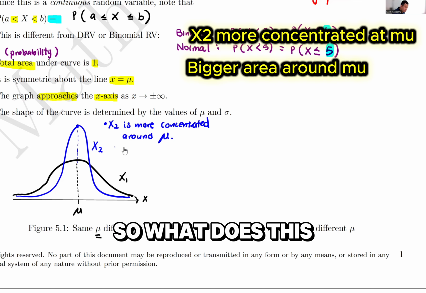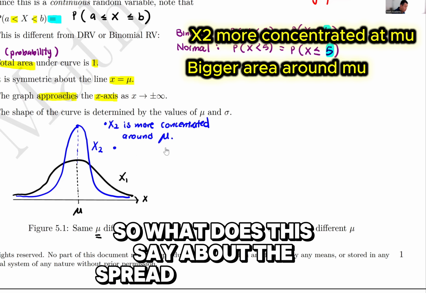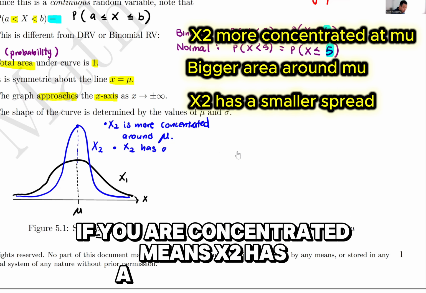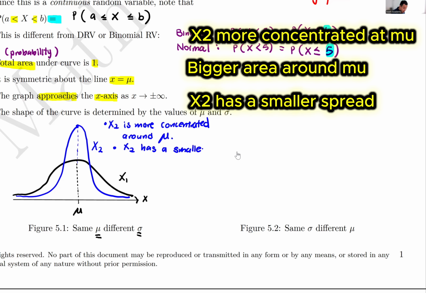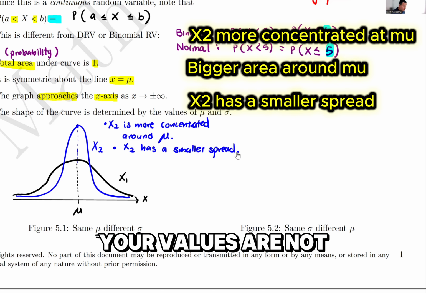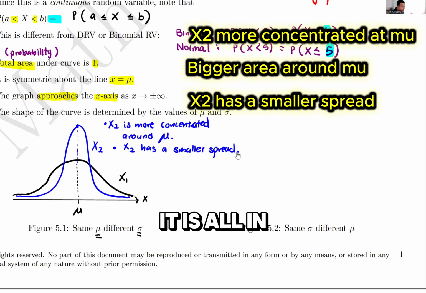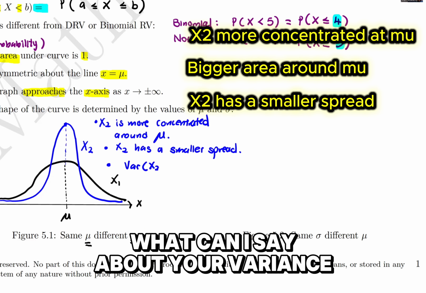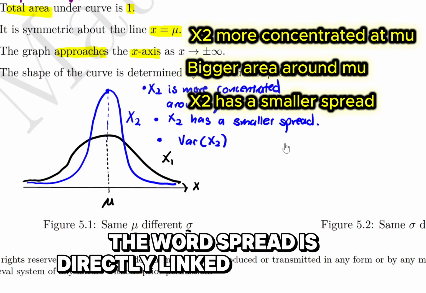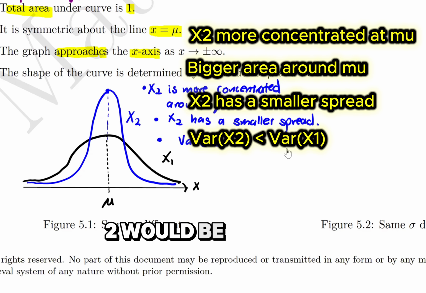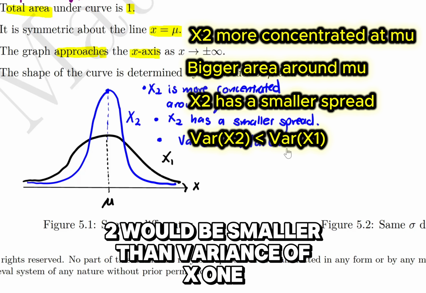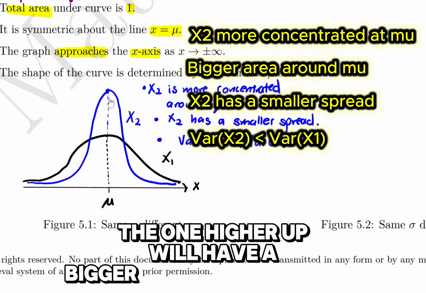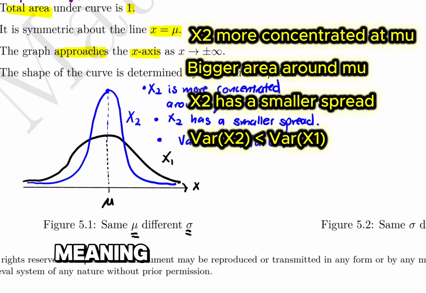So what does this say about the spread of the values? If you are concentrated, it means x2 has a smaller spread. Your values are not spread out. It is all in the middle. And if you are not spread out, what can I say about your variance? The word spread is directly linked to variance. So variance of x2 would be smaller than variance of x1. When we are comparing two curves, we look at who is higher. The one higher up will have a bigger concentrated area, meaning a smaller variance.